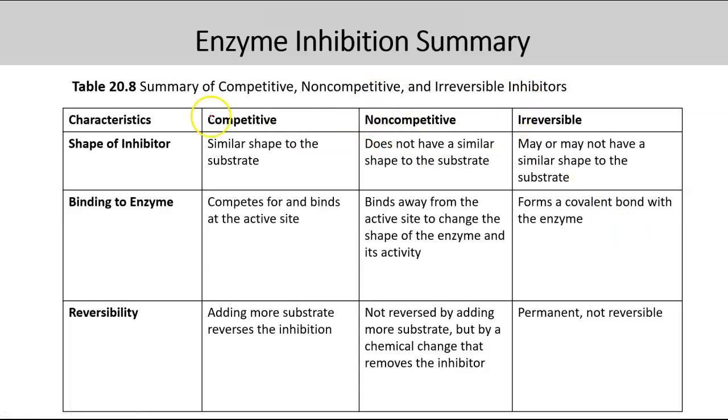So both competitive and non-competitive inhibitors are called reversible inhibitors, right? So just look at the shape of the inhibitor. Competitive inhibitors have a similar shape, but non-competitive inhibitors do not have a similar shape, and irreversible inhibitors may or may not have a similar shape to the substrate. It doesn't actually affect the shape.